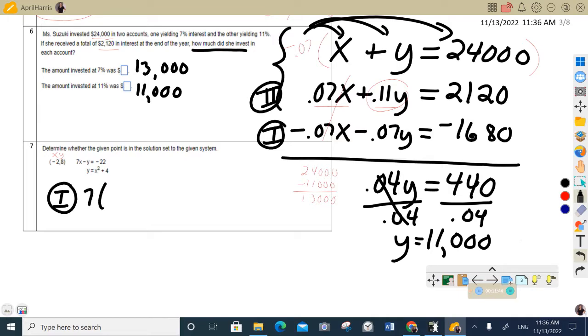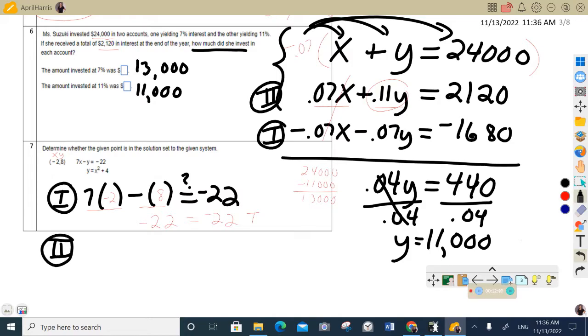So 7 times whatever x is minus whatever y is, does that equal negative 22? So x is negative 2. Y is 8. That's going to be negative 14 minus 8. That is negative 22. So that is a true statement. So the point works in the first equation, but we also have to check the second equation.